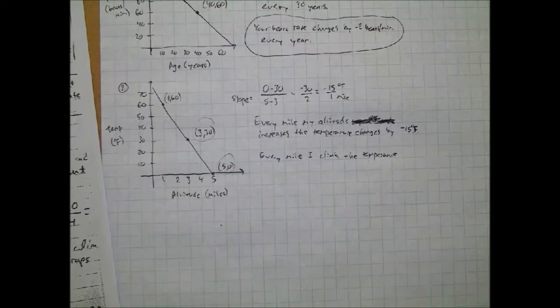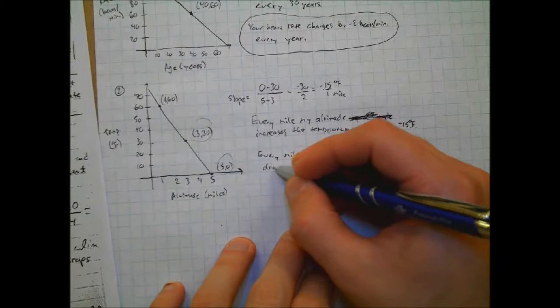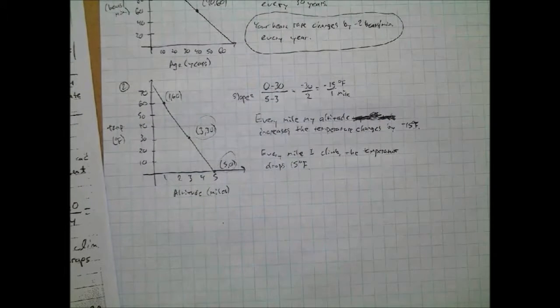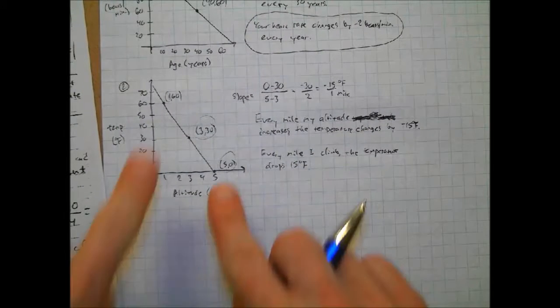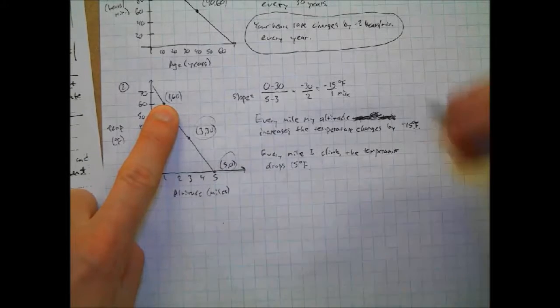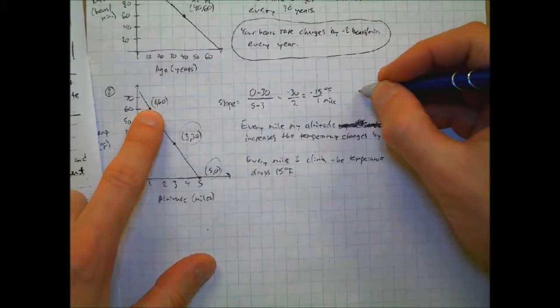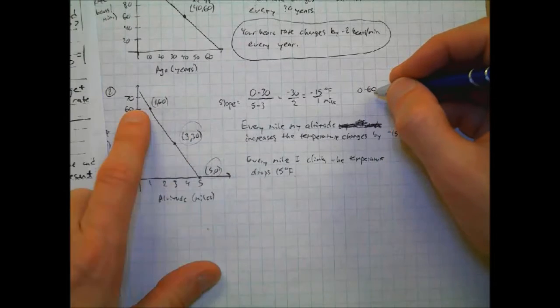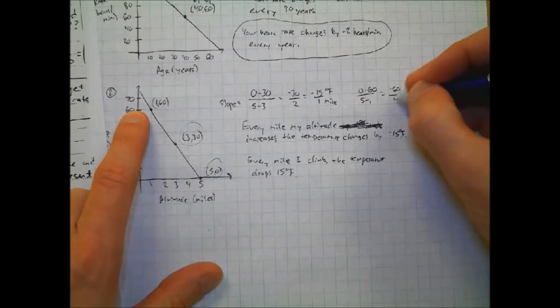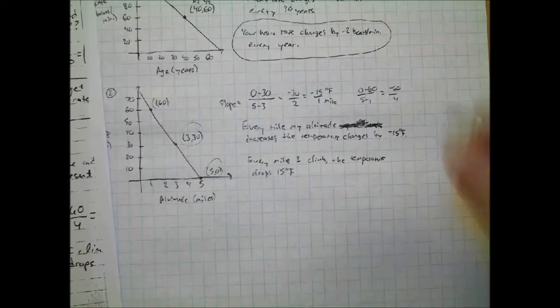Question: if you were to use the very top point and the very bottom point, would it still be the same? Yes, exactly right. So if Tyler had chosen to use these, it would be 0 minus 60 over 5 minus 1. 0 minus 60 is negative 60. 5 minus 1 is 4. Negative 60 divided by 4 is still negative 15.